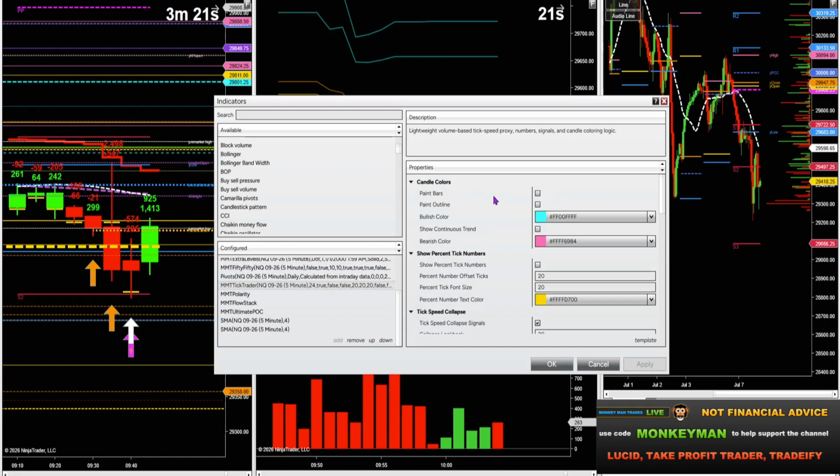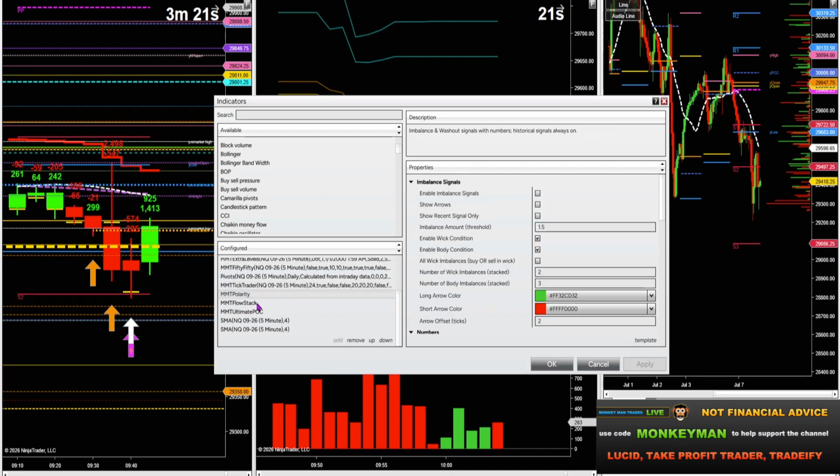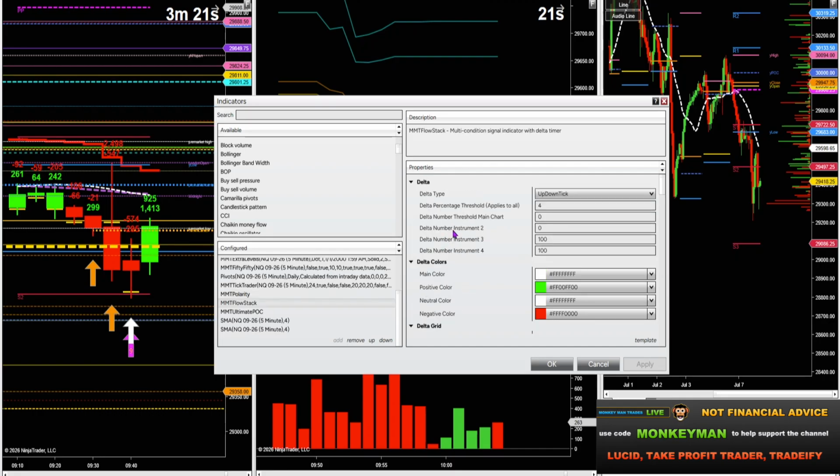I do not have the candle colors activated. On this chart, the candles are being painted by the flow stack. Got the polarity with the same washout settings. I'm not using any of the amazing stacked imbalance signals, which you should definitely check out if you've got this indicator. For the flow stack, I've got the delta thresholds set at 0 for the NQ and 0 for instrument number 2, which is the ES.